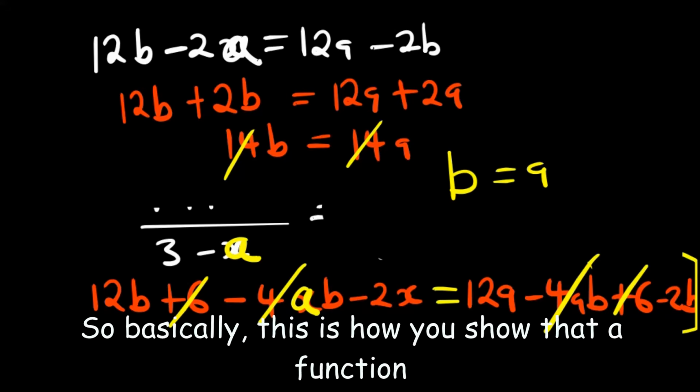So basically, this is how you show that a function is one-to-one or not. However, if a and b are not equal, then the function is not one-to-one.